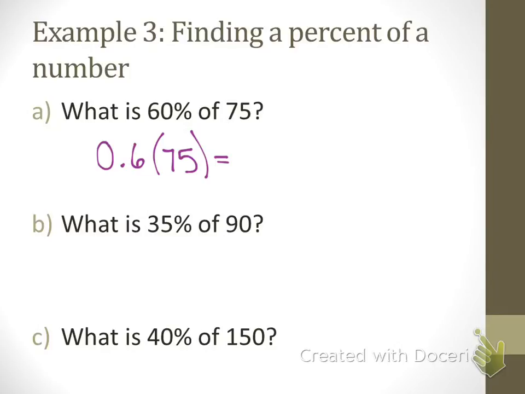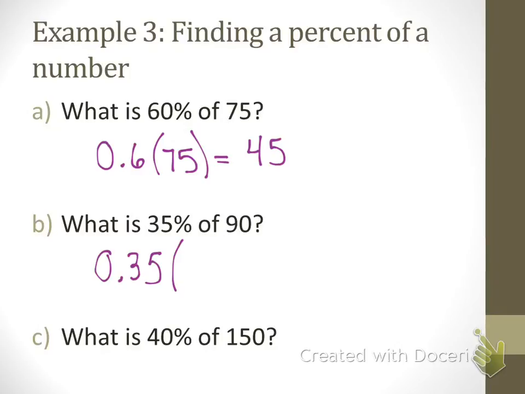All right, so what'd you get for A? 45. All right, very good. Now let's solve B and C the same way. Change the percent to a decimal and multiply by the total. Before I can find the percent of 90, what do I need to do to my percentage? Convert it to a decimal. So what is 35% as a decimal? Very good, 0.35.